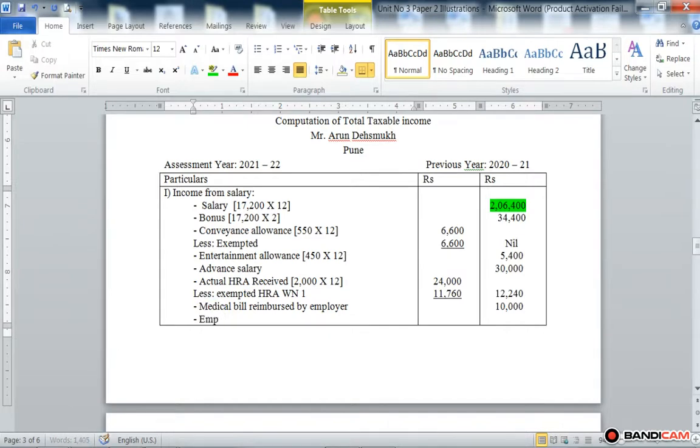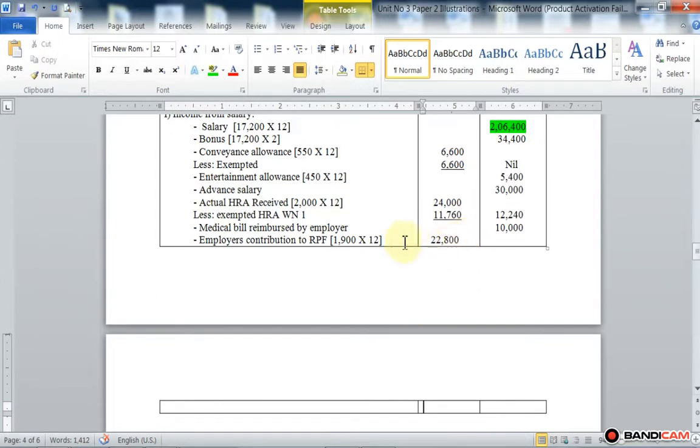So the employer's contribution to RPF, put the figure in the inner column, that is an equal amount. So 1,900 multiplied by 12, an equal amount contributed by the employer. So here 22,800, less exempted, less 12% exemption.